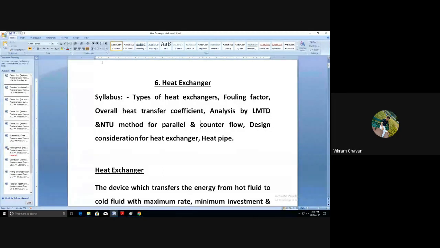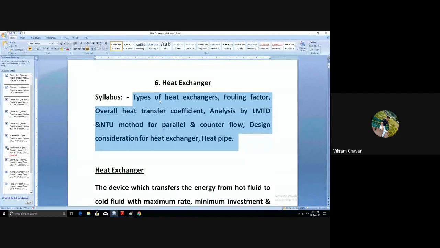The heat pipe point, according to the new syllabus, comes under the boiling and condensation chapter. But this is one kind of heat exchanger, so I think I have to consider this particular point under the heat exchanger. So I have taken this point under the heat exchanger chapter, but in the university syllabus, this point is provided under the boiling and condensation chapter. These are the topics the university has provided under the heat exchanger chapter.